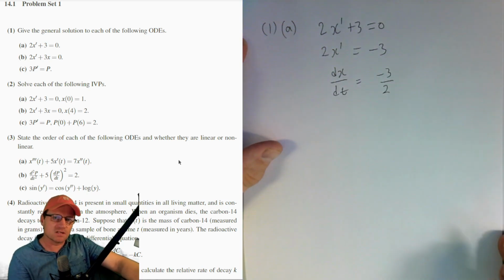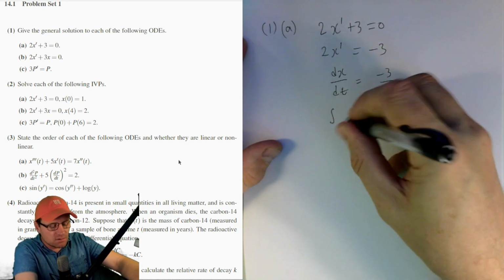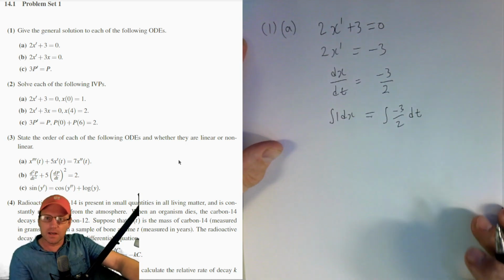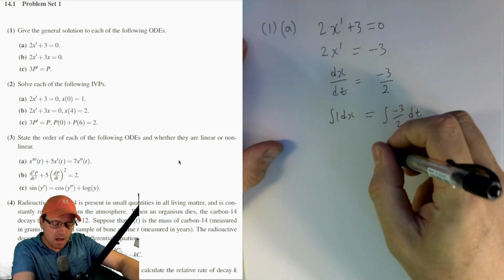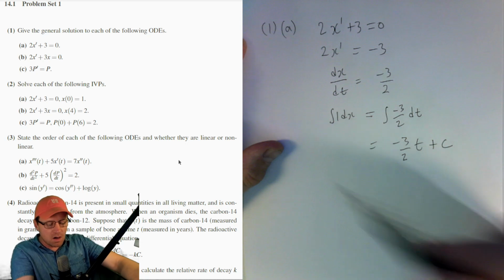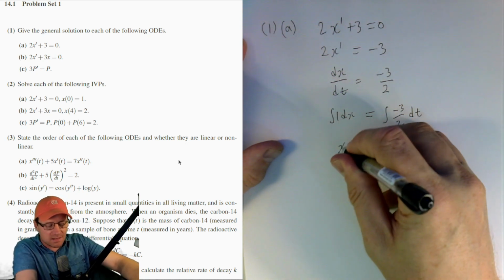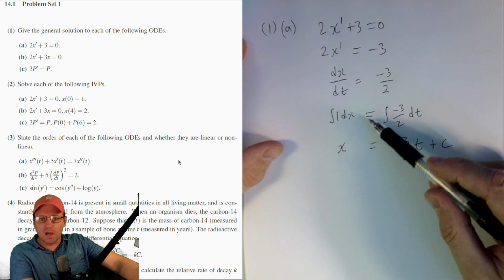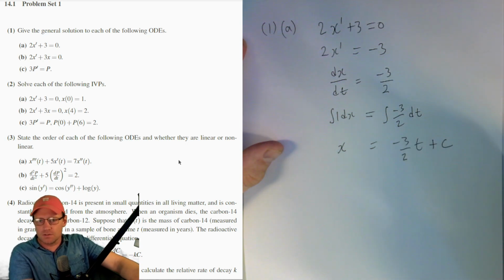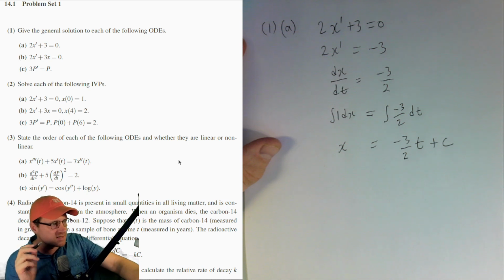Since this one's separable, we can take the dt over to the right-hand side, put integral signs on these, and then integrate. On the right-hand side, we have -3/2 t + c. On the left-hand side, we just have the integral of 1 with respect to x, which is x. There's a plus c there too, but c1 minus c2 is just another c, so we only put one c there. Okay, so we've solved this differential equation.